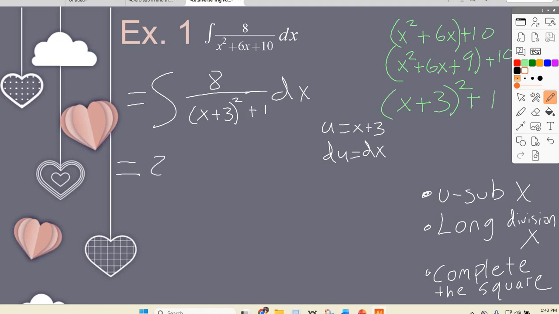Now my 8 is just an 8, it's just going to carry forward, so it's just a constant. What is our a value this time? 1. That's nice, so I also don't have to divide by anything, so I have tangent inverse of, again, just u, which then we plug our x's back in, so I get x plus 3, and then I have an indefinite integral, so I get a plus c.